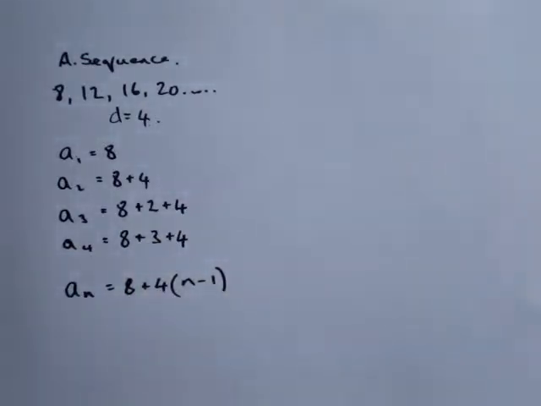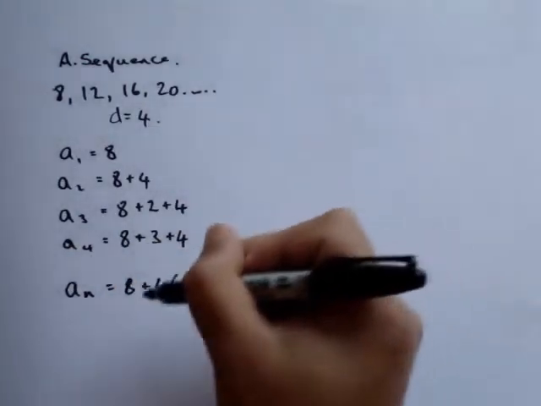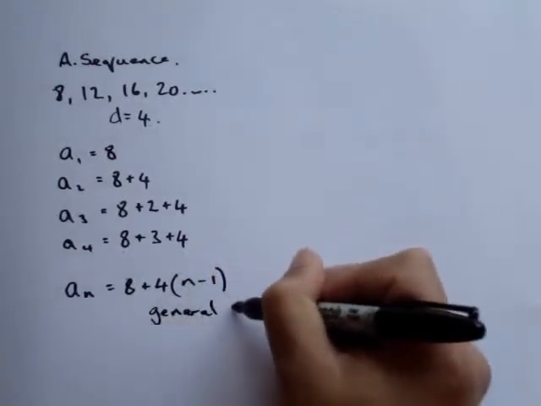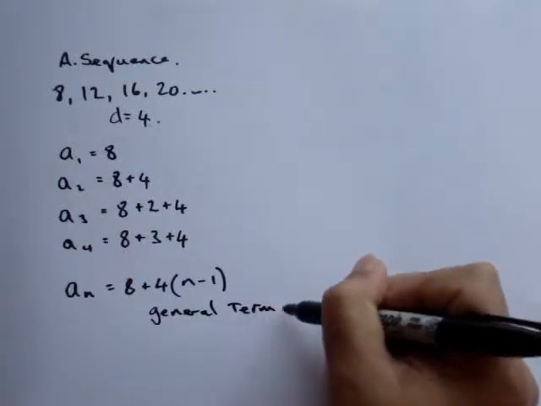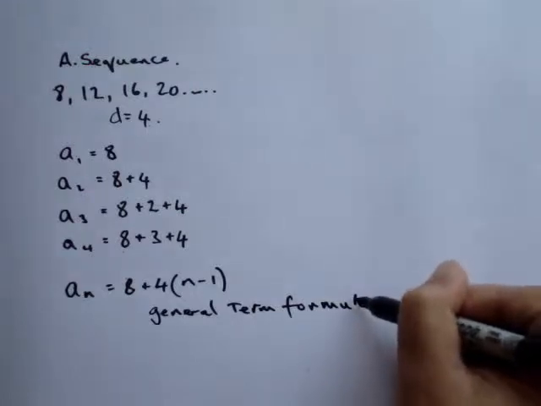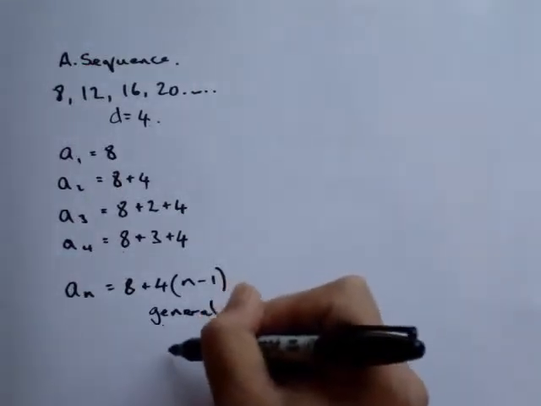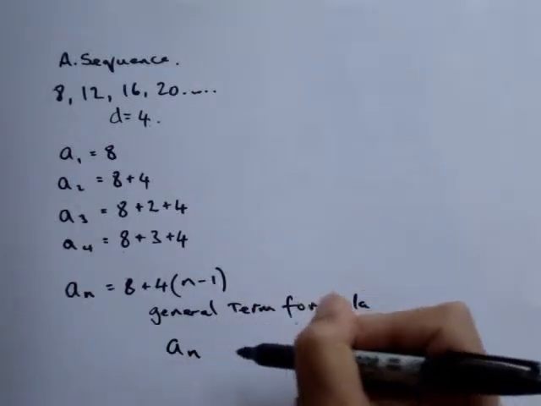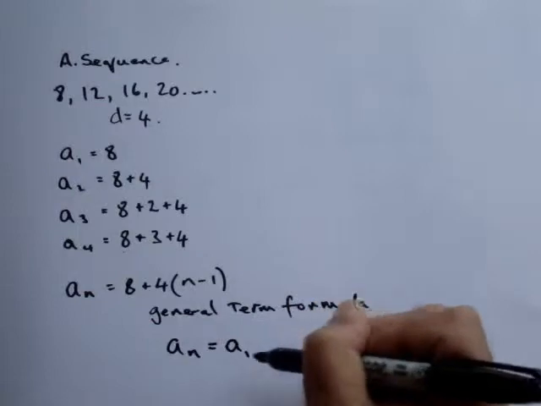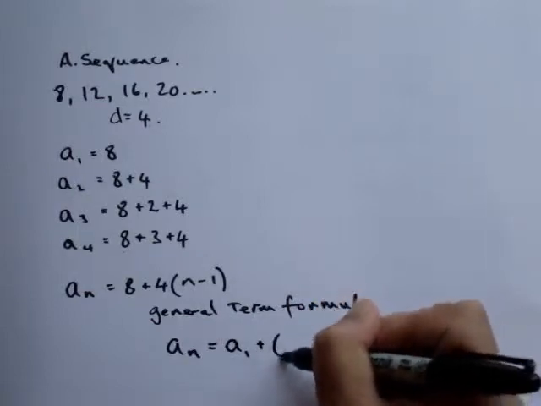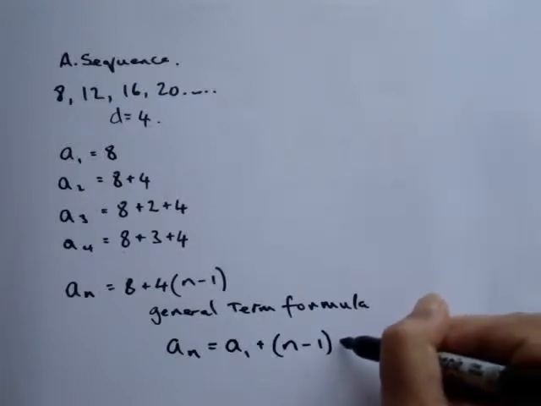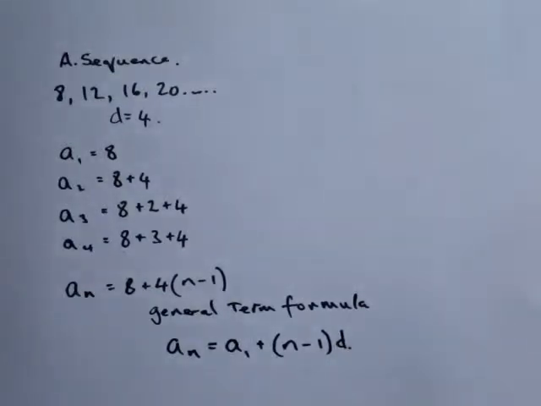So the general term formula, which you must learn, is A sub n, the nth term, is the first term, A sub 1, plus n minus 1 multiplied by the difference.